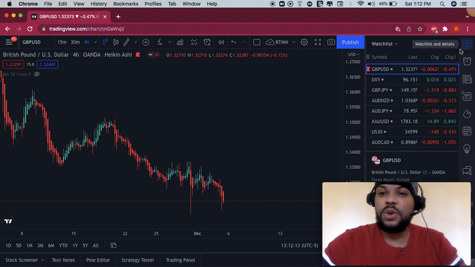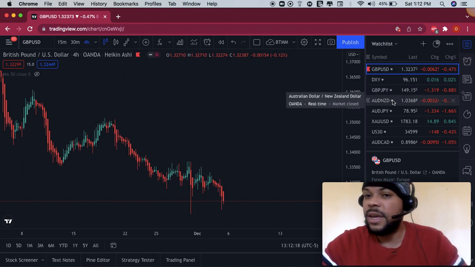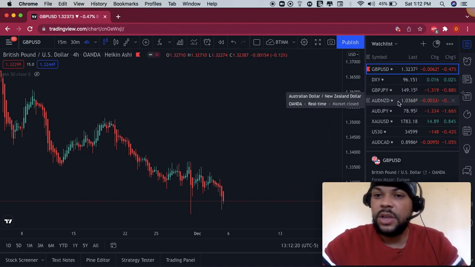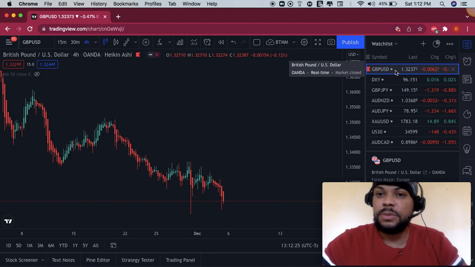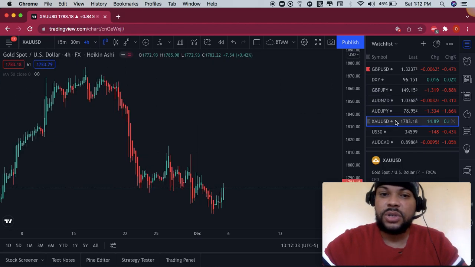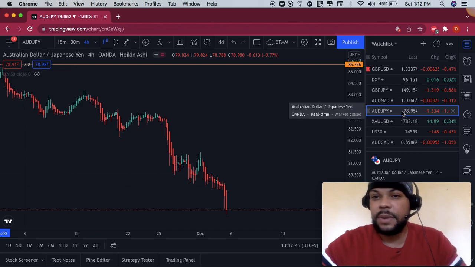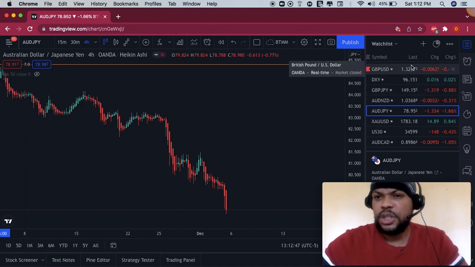So if you are a person who loves to trade GBP USD, GBP JPY, AUD, you would add all your assets right here. For me, I have GBP USD, GJ, AUD and ZD, and all those. So I can just change this to see all the different assets. So that's what you do. Very simple.